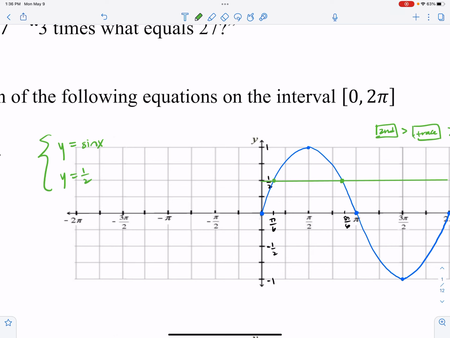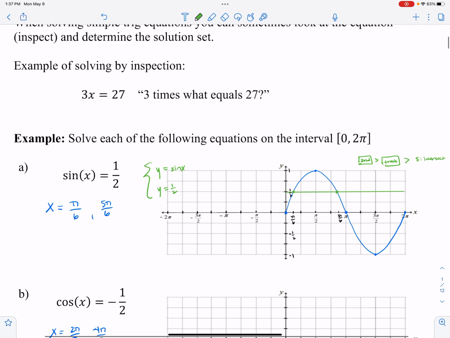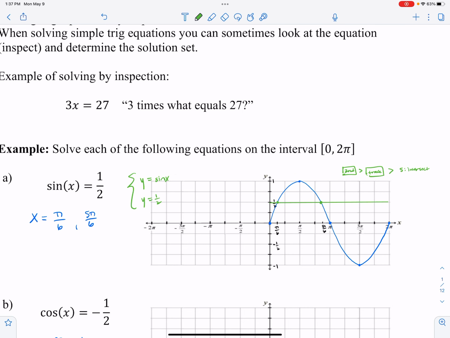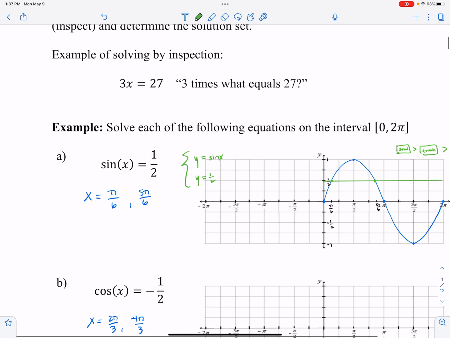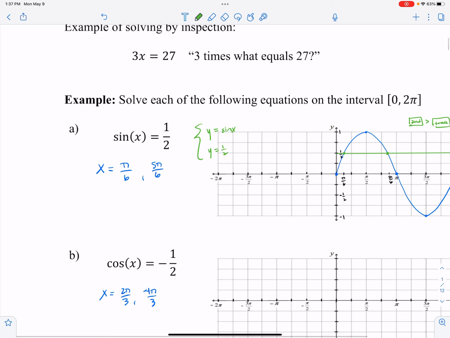So it has some limitations, but you could also use this technique to solve more complicated trig equations where you would maybe be getting an approximation anyways. But it's just another method to think about solving equations. But for something like when you have sine equals or cosine equals or tangent equals a ratio from the unit circle, it's usually easiest to just solve by inspection.